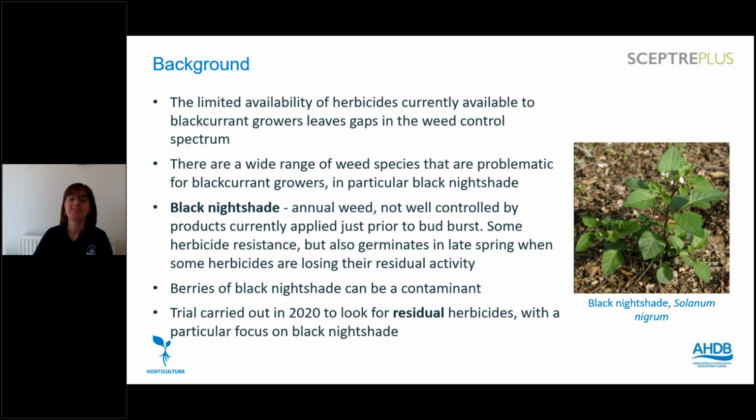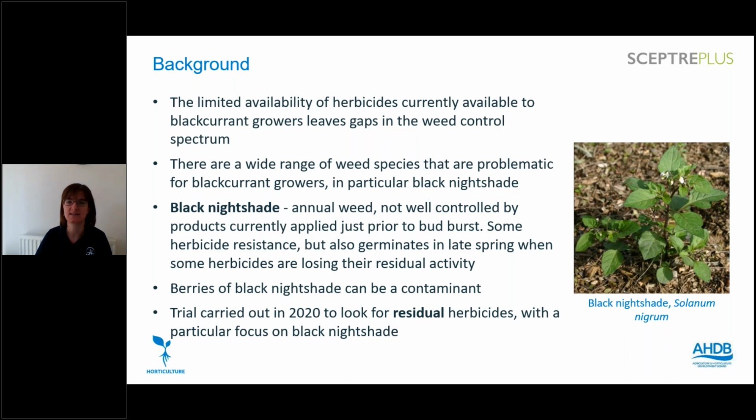So there are a wide range of weed species that are problematic for blackcurrant growers, and in particular black nightshade is one of them. So you can see the image there on the side of the screen of black nightshade. This is an annual weed. Generally, it's not very well controlled by products that are currently applied just prior to bud burst.